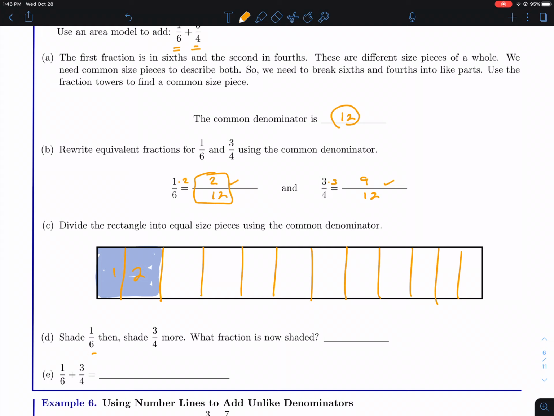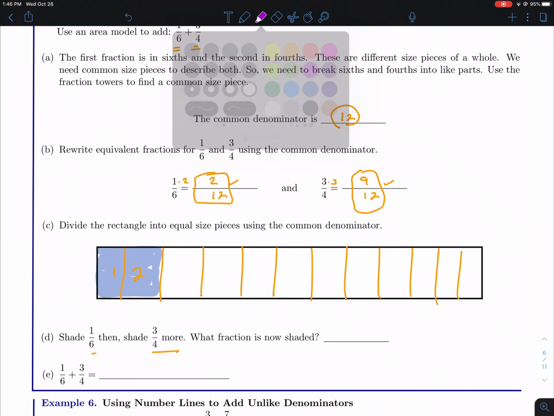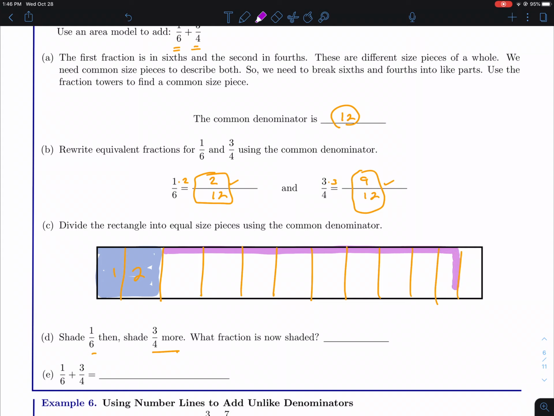And so now we want to shade 3/4 more, but again, we have to shade it in terms of our common denominator. So that means we need to shade 9/12. So let's do it and say purple. So we got 1, 2, 3, 4, 5, 6, 7, 8, 9.